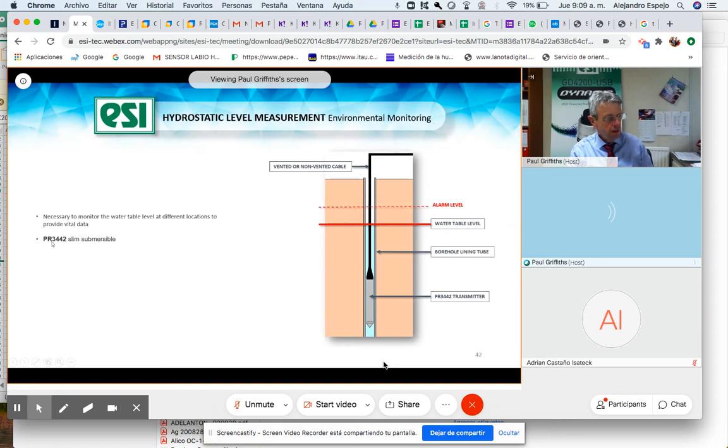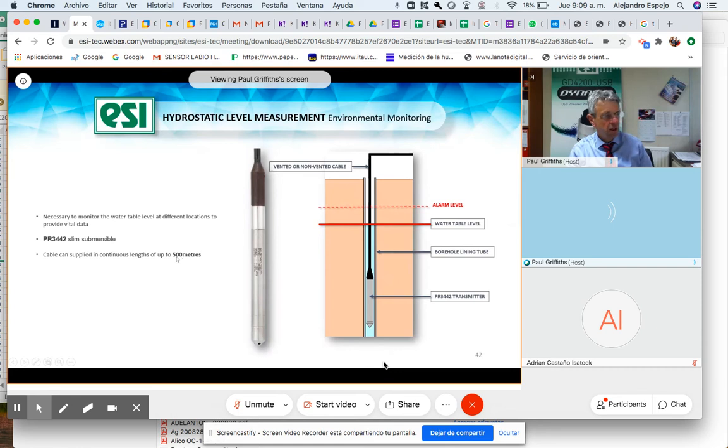So we have a PR3442, which is a very slim, small diameter transmitter that goes into the hole. The customer knows what the acceptable water table level is, and they will set an alarm level, and that will transmit by whatever method to a local station, and an alarm will sound when it reaches a certain level. So this is a slimline version of the PR3441.